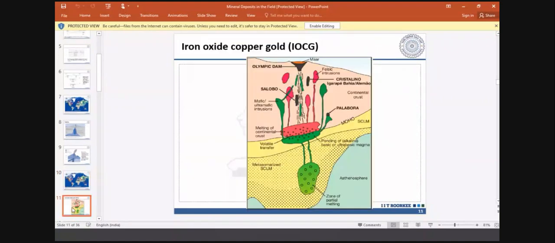So this is another deposit called iron oxide copper gold, where you have the iron component, copper as well as gold. This type of deposit can even have uranium also. So this is the most famous deposit in Australia called the Olympic Dam. This Olympic Dam is one of the most important, and I think about 25% of uranium comes from this particular deposit.